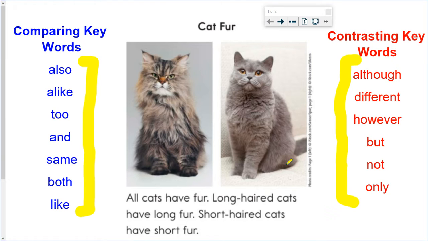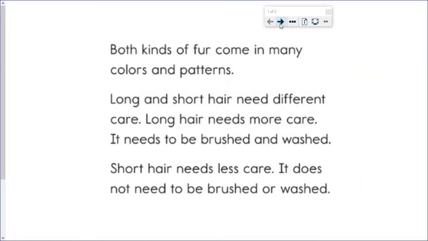All right, cat fur. All cats have fur. Long-haired cats have long fur. Short-haired cats have short fur. Both kinds of fur come in many colors and patterns. Long and short hair need different care. Long hair needs more care. It needs to be brushed and washed. Short hair needs less care. It does not need to be brushed or washed. So let's talk about what we read.